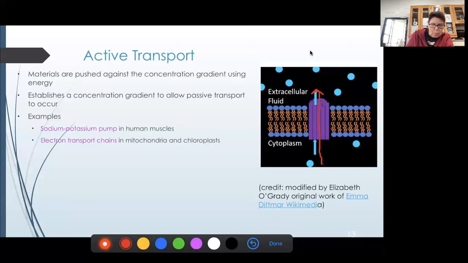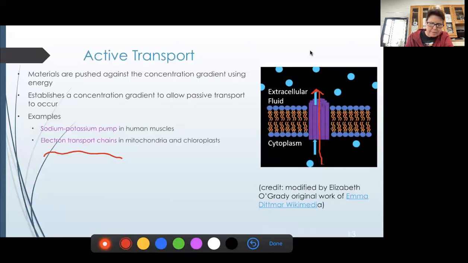In one case, we're going to actually use it to make ATP, which is kind of weird to say, because we actually don't use ATP. We're going to use something else, but we're going to use active transport to make ATP in the electron transport in the mitochondria and the chloroplast.